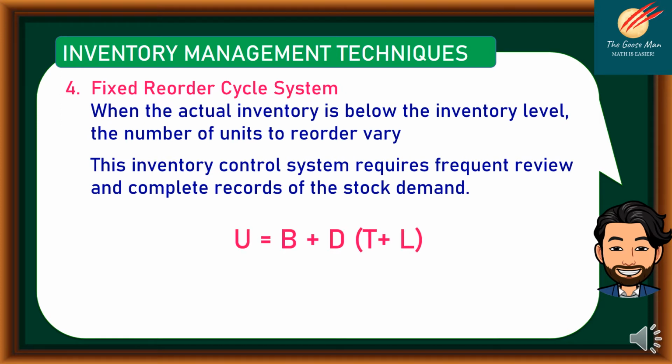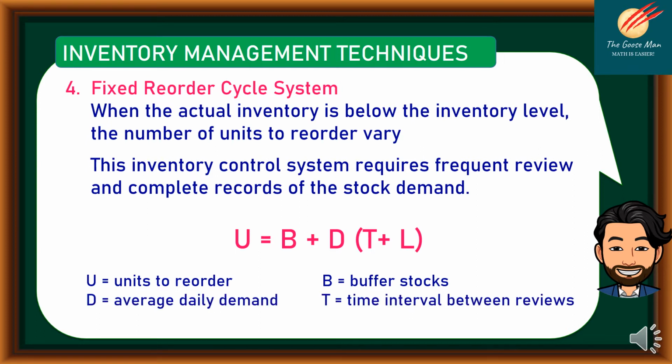So the formula that we will use here is U equals B plus D times T plus L, wherein U is the units to reorder, B is the buffer stocks, meaning the number of units to maintain. Then D is the daily or average daily demand, while T stands for time interval between reviews, and of course, L is the lead time in days.